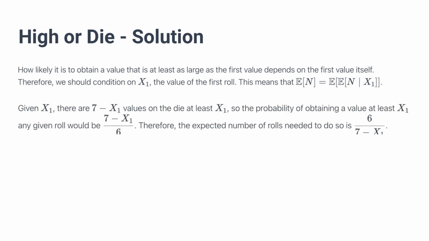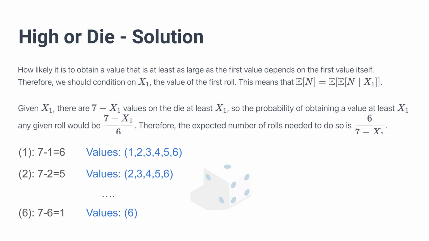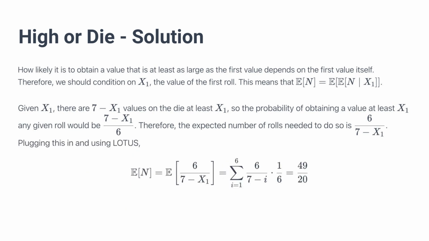Given x1, there are 7 minus x1 values on the die that are at least x1. This is just a general formula we can create for each value. So say 1: 1 will have 7 minus x1, so 7 minus 1, 6 values on the die that are at least 1. From this, you can see that for 2, we have 7 minus 2, which is equal to 5. There are 5 values on the die at least 2. So if our first roll is 2, we have a 5 over 6 probability that the second roll is going to be at least 2. From this, we can get that the expected number of rolls needed is the inverse, which is 6 divided by 7 minus x1.